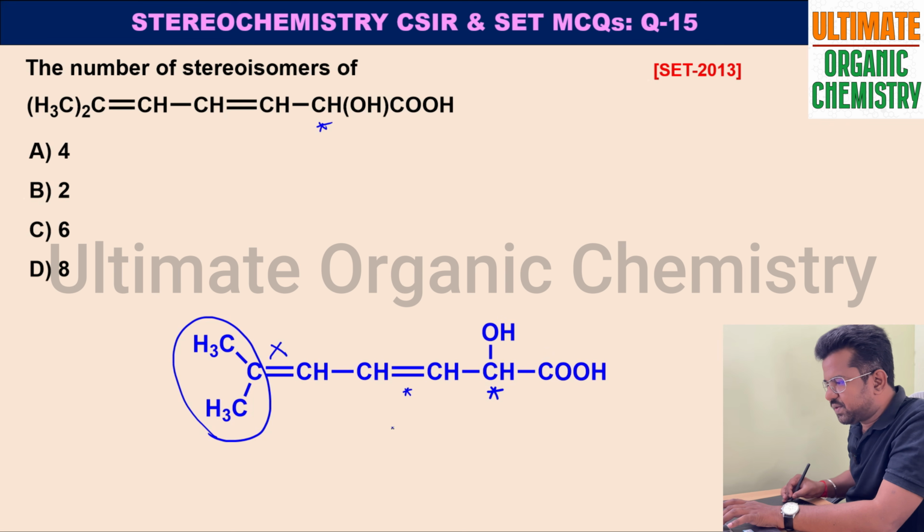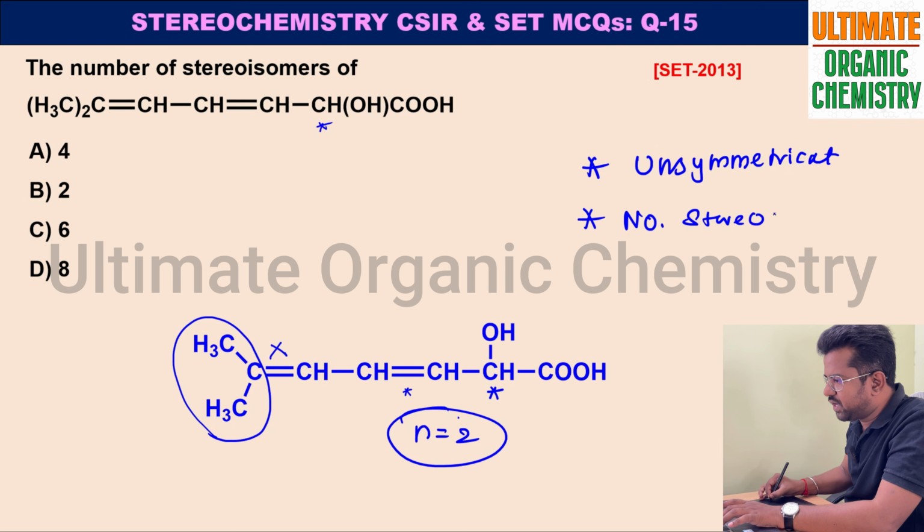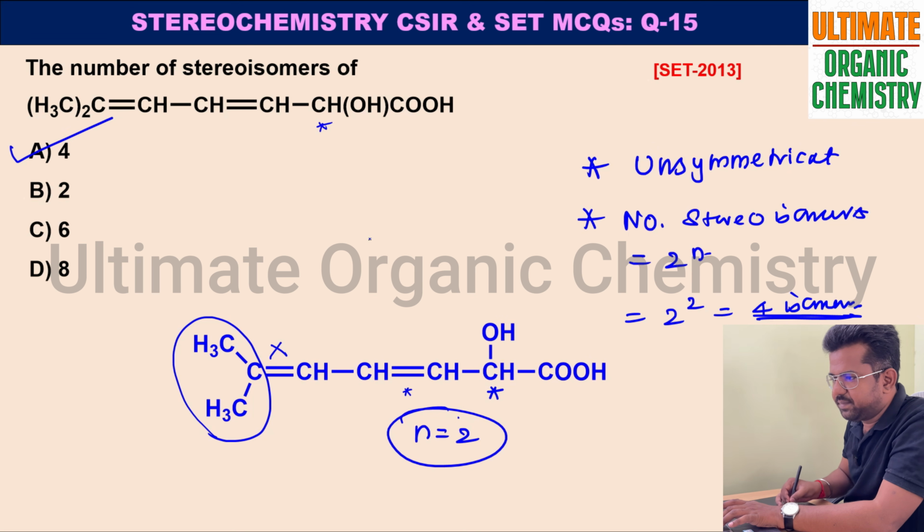So the number of stereo centers, n value, is 2, and the compound is unsymmetrical. If the compound is unsymmetrical, then the number of stereoisomers is equal to 2 power n. So that is 2 power 2. 4 isomers is the right answer. So the right answer is option A.